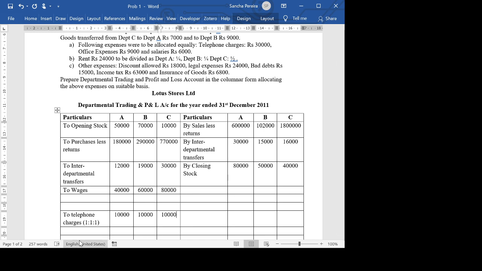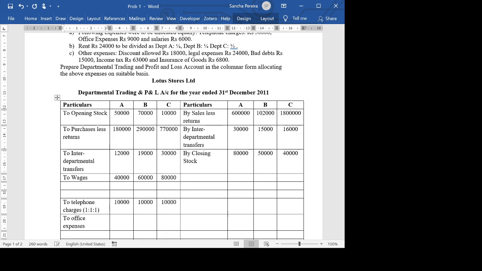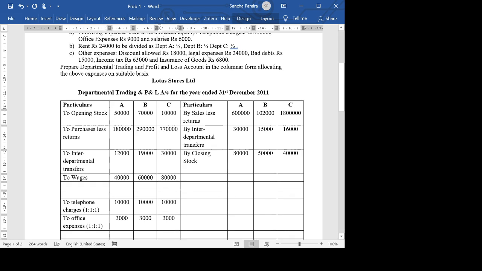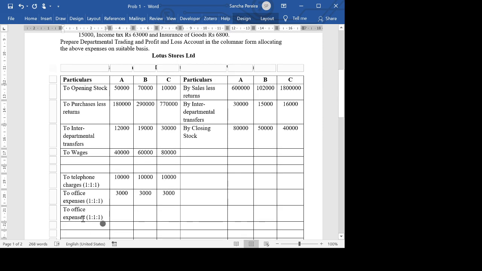Similarly, office expenses, same thing. To office expenses, again the same ratio. They've said equally, that's 1 is to 1 is to 1. And how much are your office expenses? 9,000. Now, if you divide 9,000 equally into 3 parts, it will be 3,000, 3,000 and 3,000. And finally, you have salaries of 6,000. To salaries 6,000.